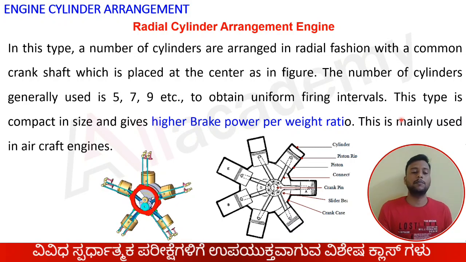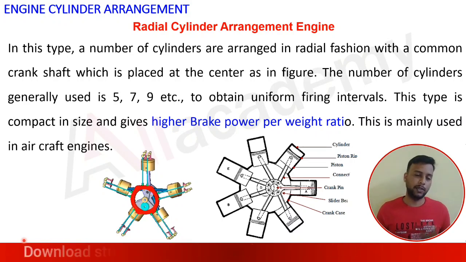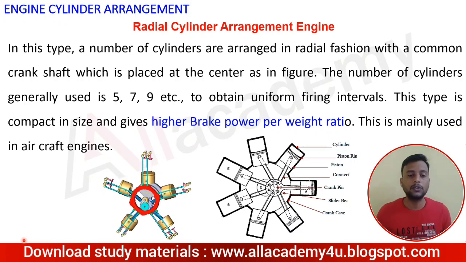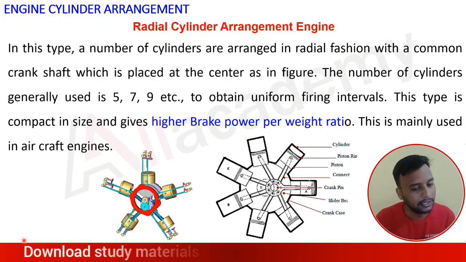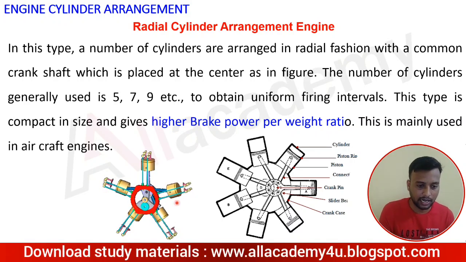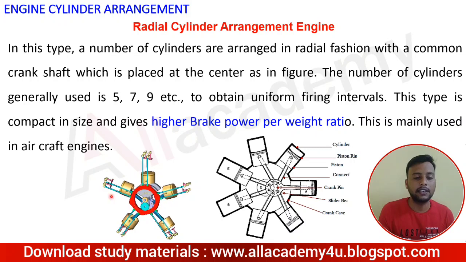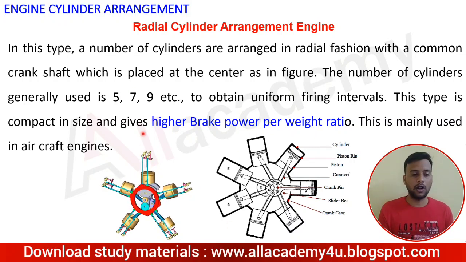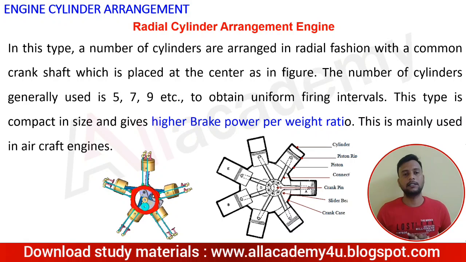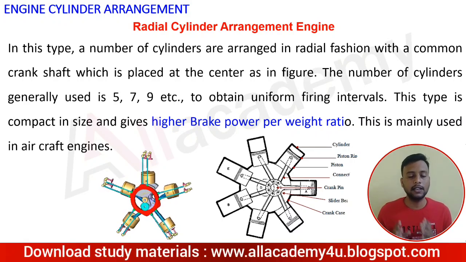Please note that the radial cylinder is mainly used in aircraft engines. Now here is a diagram animation that will help you understand how this radial cylinder works, and you have to note this diagram down. I said odd numbers, like 3, 5. In this schematic, if you count, it will be 7. So an odd number of cylinders are used in a radial cylinder arrangement.